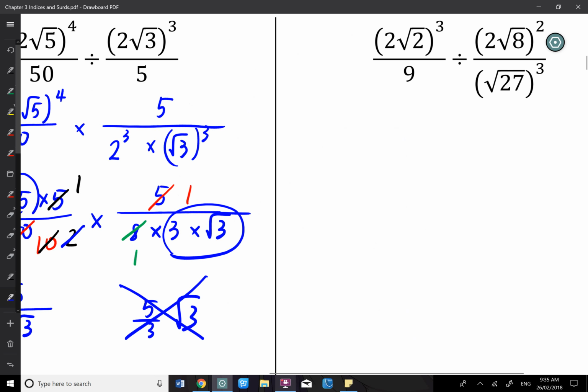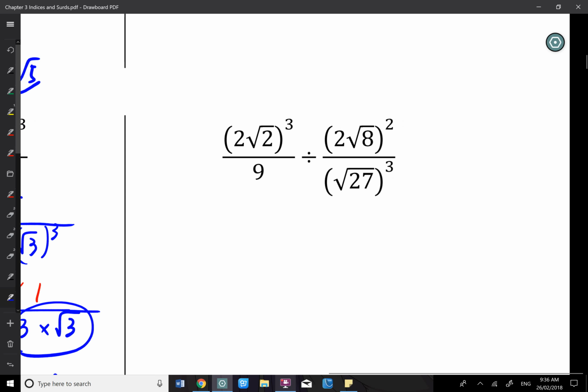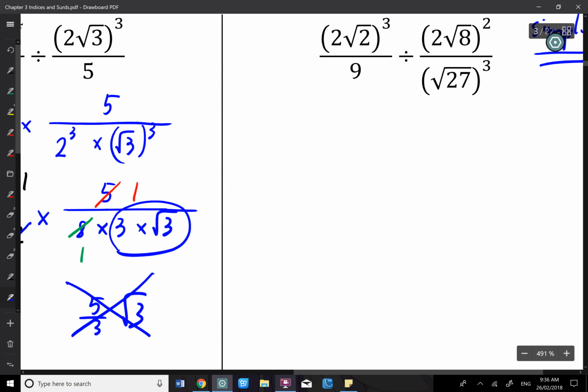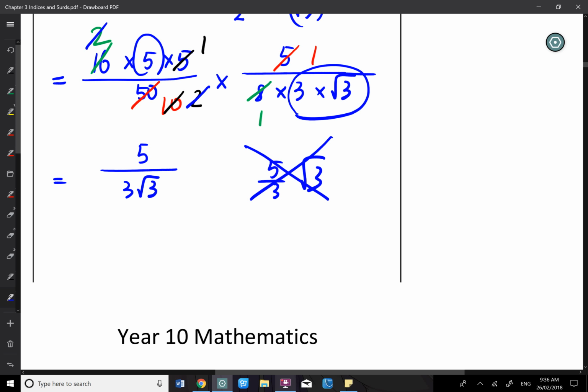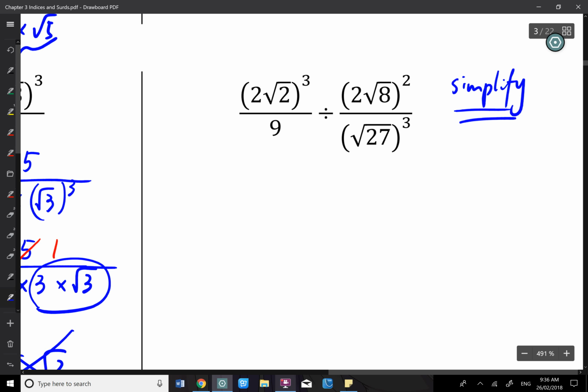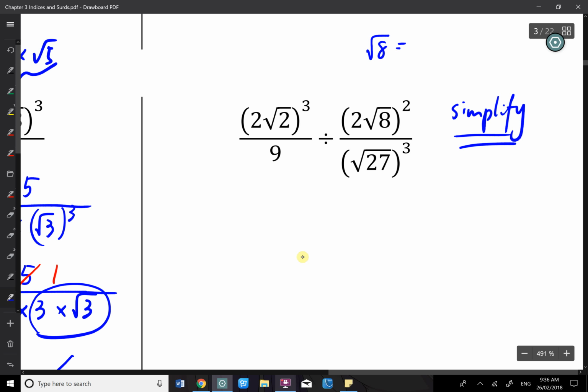Okay, so I'll leave the last one for you to try by yourself. Simplify answers if possible. Simplify anything if possible. For example, root 8 equals root 4 times root 2, and that's 2 root 2.